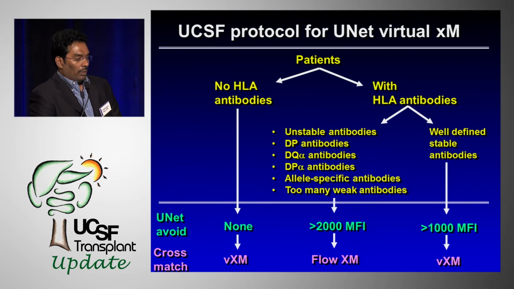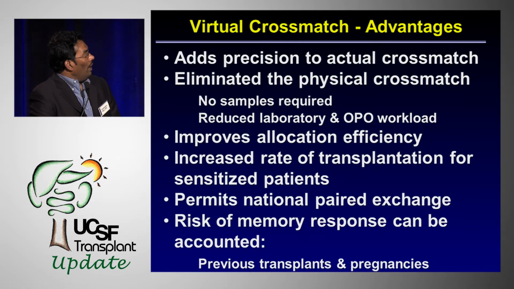So this is not only the practice at UCSF, but many other centers are also using the virtual cross-match, and very successfully. So these are the advantages. It has precision relative to the actual cross-match, and it eliminates the physical cross-match. So that means you save a lot of money and workload from the laboratory as well as the OPO.